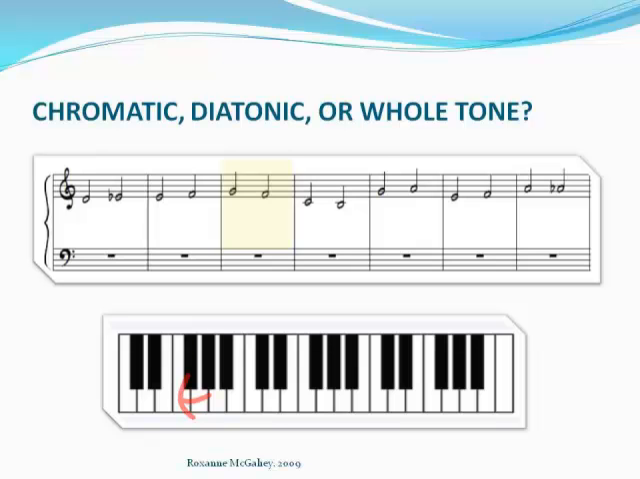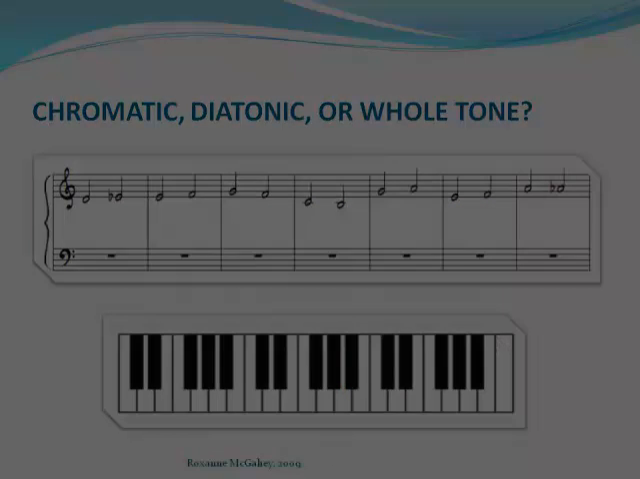C to B also cannot be chromatic because it has different letter names, so it's also a diatonic semitone. G to A is a whole tone because there's a black key in between those two notes. E to F is also a diatonic semitone, and A to A flat is a chromatic semitone.